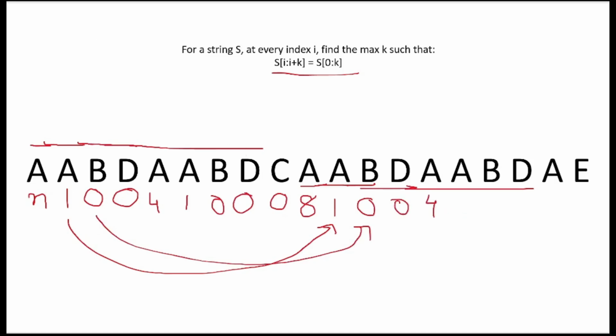If you notice, from this A, I was indeed matching 4 characters, that is AABD, and that is equal to the previous AABD. But if you see this A, there's an AABDA that is matching. So the answer is actually 5, not 4. And then you might think, okay, is my method wrong?